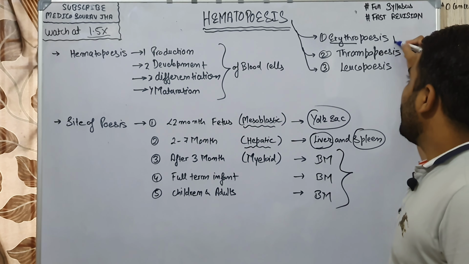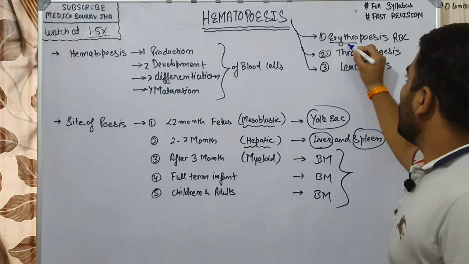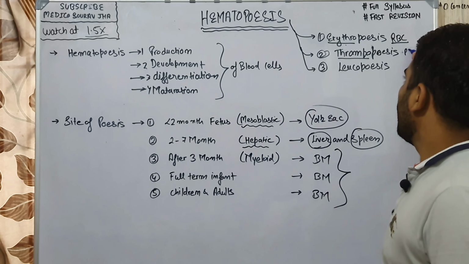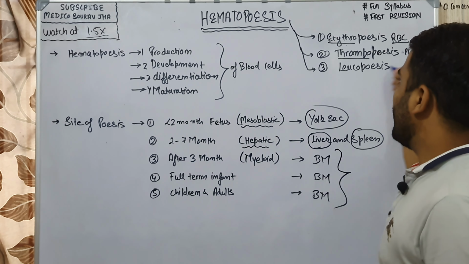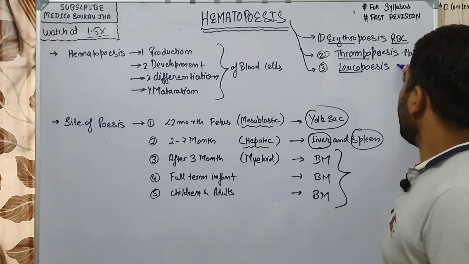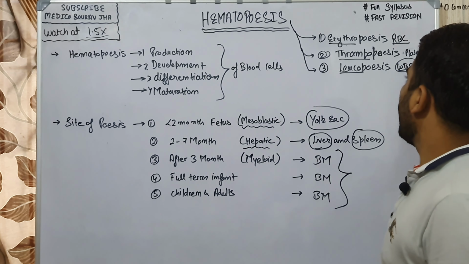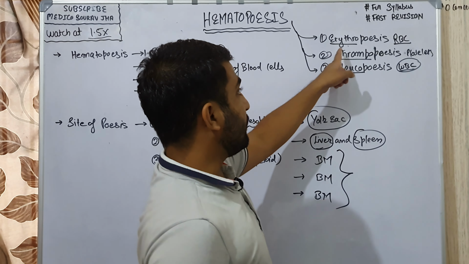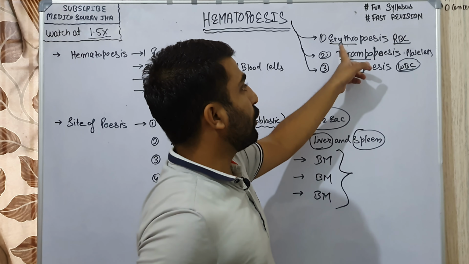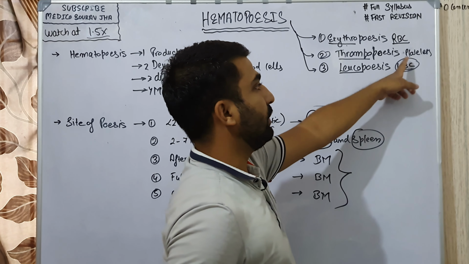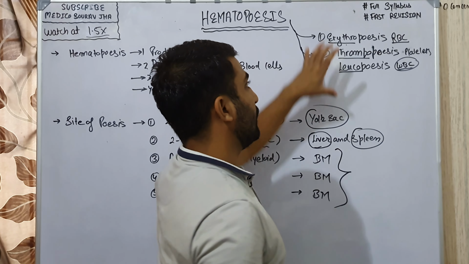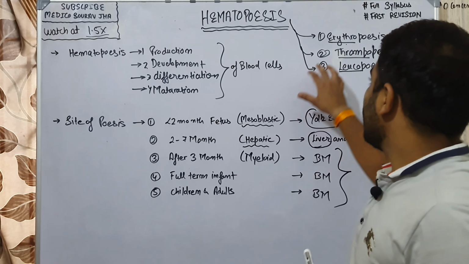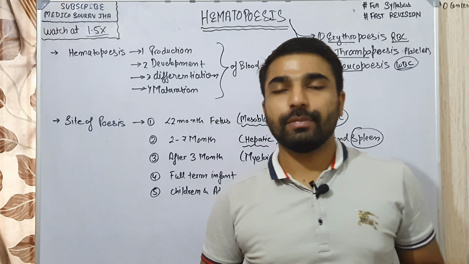Erythropoiesis, what is it? Erythro means RBCs, thrombo means platelets, and leuko means WBCs, and poiesis means the formation. So erythropoiesis is the production of RBCs, thrombopoiesis is the production of platelets, and leukopoiesis is the production of WBCs. We will talk about each of them step by step in coming slides. So let's first get into the erythropoiesis part in the next slide.